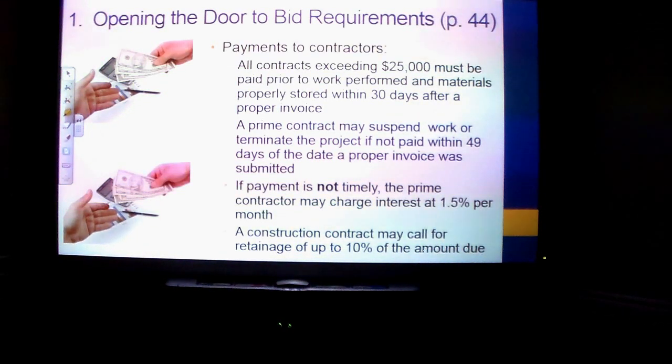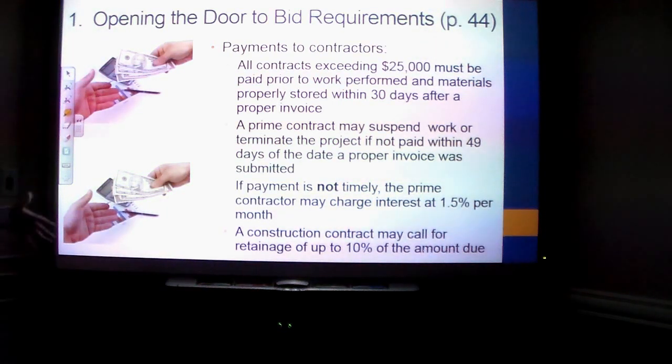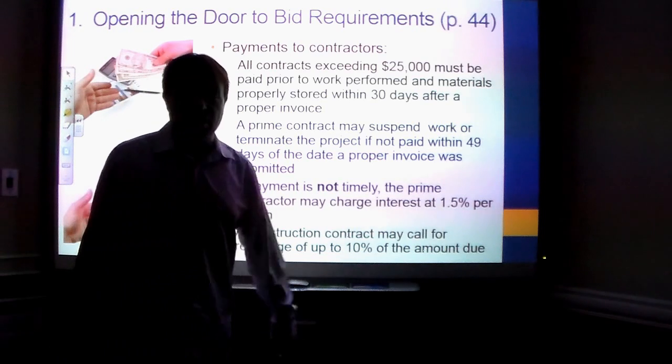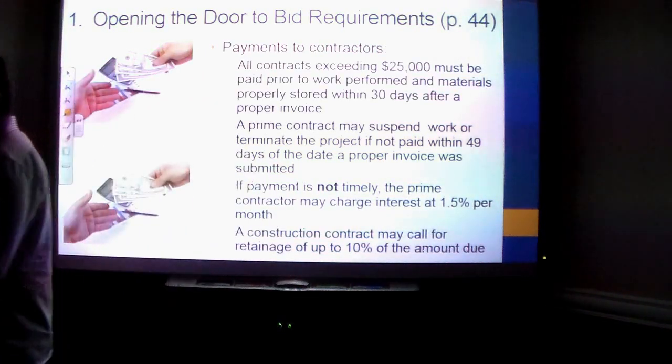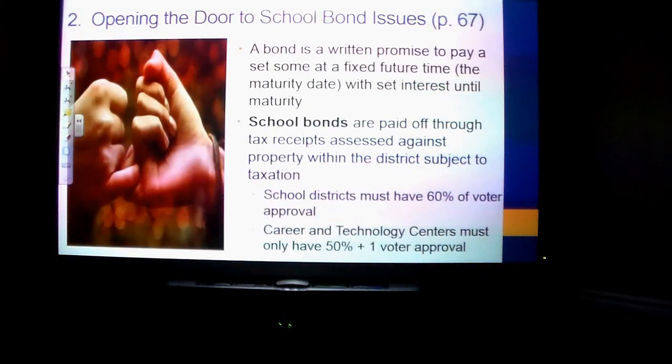If payment is not timely, meaning that the district could not afford it, the contractor has the right to charge interest of 1.5% a month, and that's their property. The contract could say that they retain up to 10% of the amount due, just to make sure that there is something for completing the job.